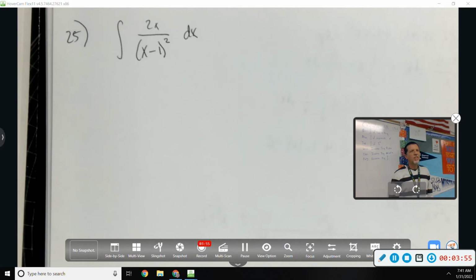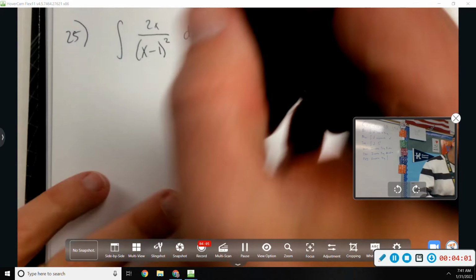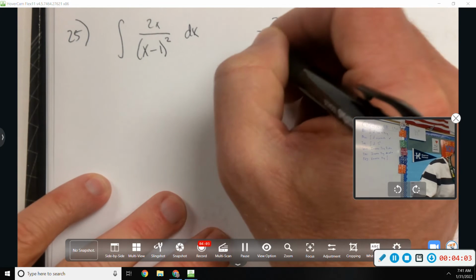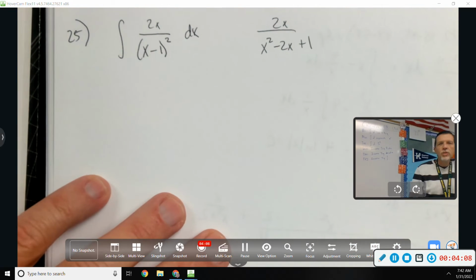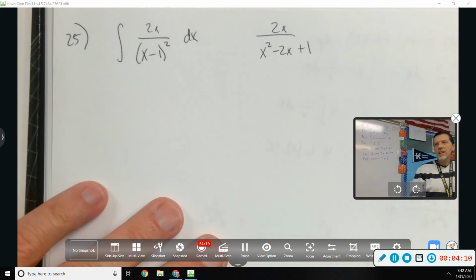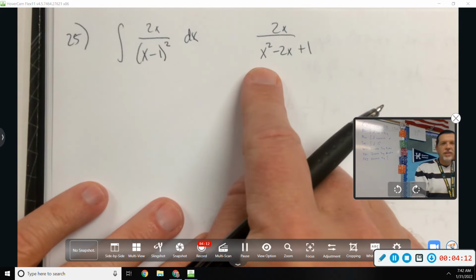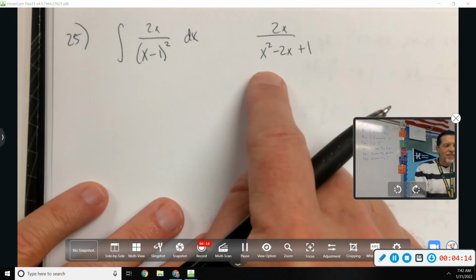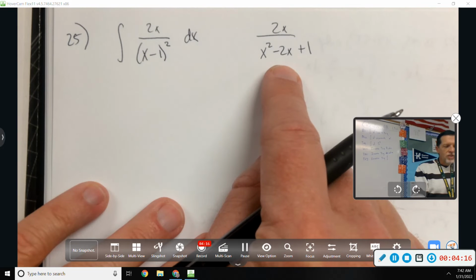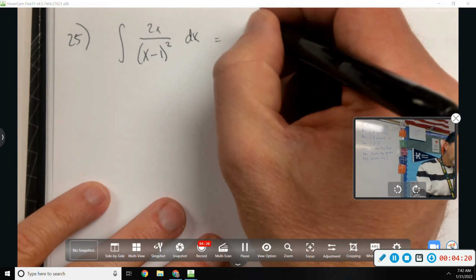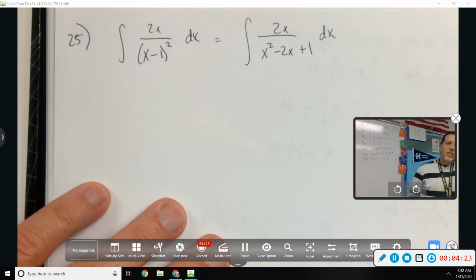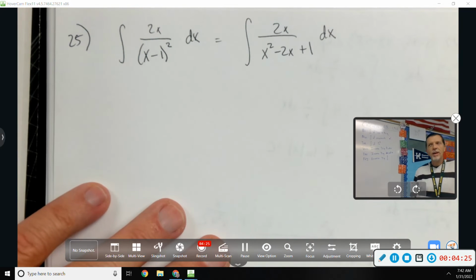Trying to think, if I multiply it out, I don't know that would do me any good, because the u du wouldn't work, right? Well, the derivative of x squared would be 2x. That's nice, but derivative of 2x would be 2, and I don't have that up there. So that's a true statement. I'm not sure it's helpful.